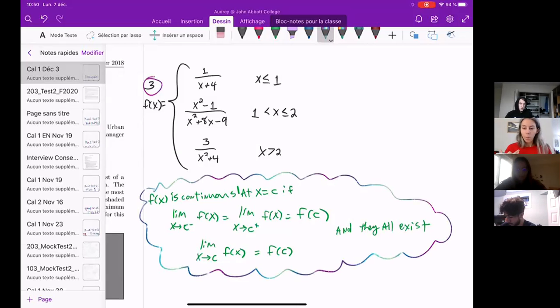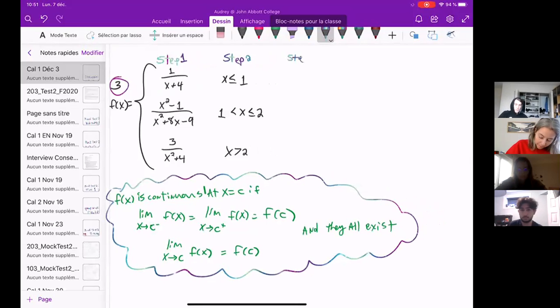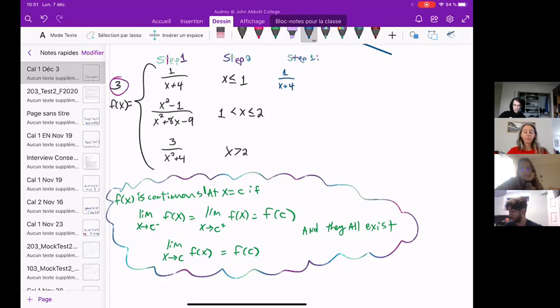So remember that with continuity questions, we have 2 steps. Our first step is to find any possible division by 0. So we'll do step 1 here. And for step 1, we always start by looking at each function separately. So I'm going to start with x plus 4. What value might cause division by 0 here? X equals minus 4. You got it. X equals minus 4.